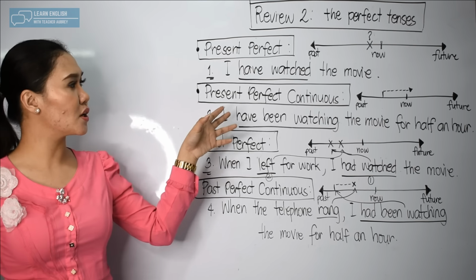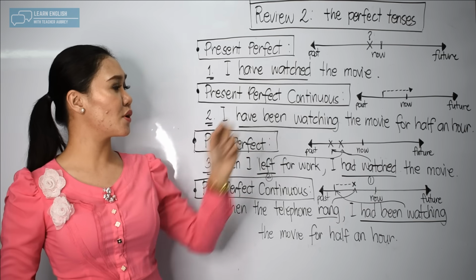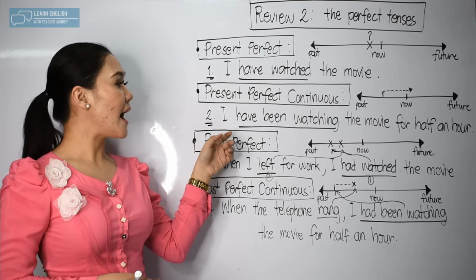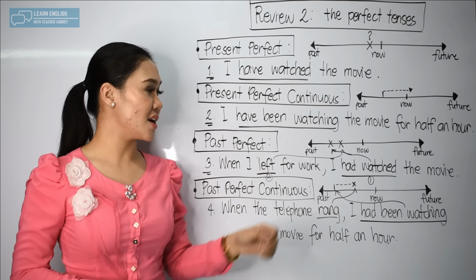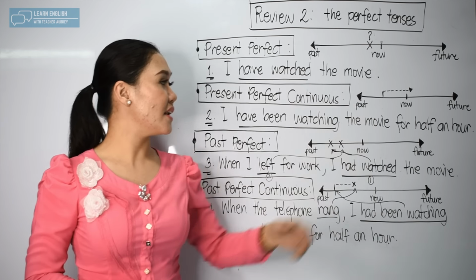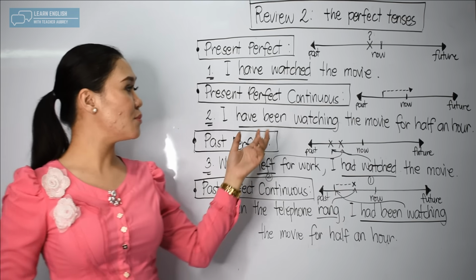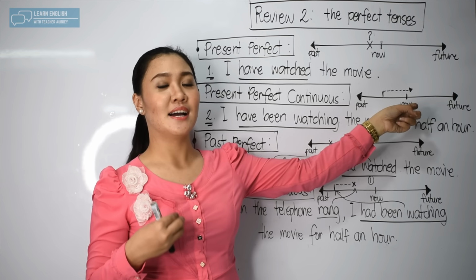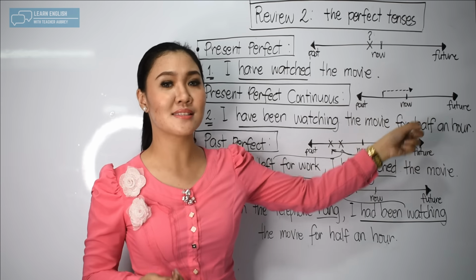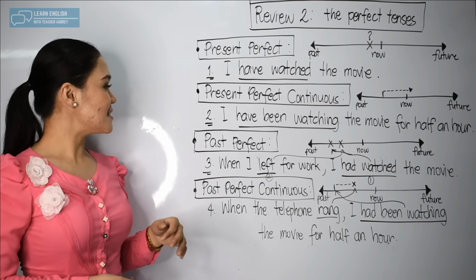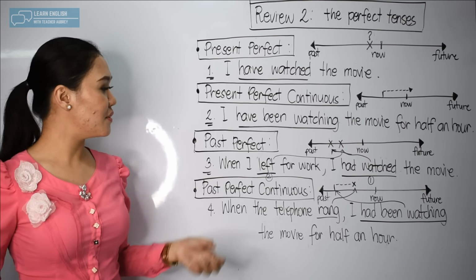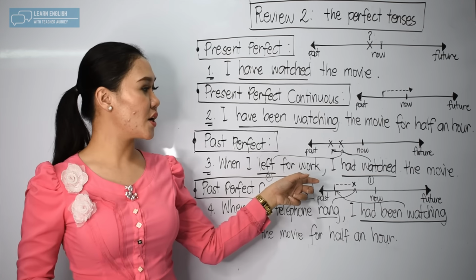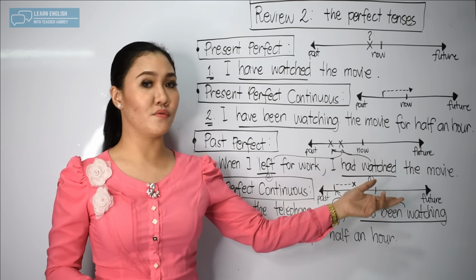For the present perfect continuous, gagawin natin itong present perfect continuous, magiging, I have been watching the movie for half an hour. Ibig sabihin, nagsimula yung panunood ko sa nakaraan at nagpapatuloy hanggang ngayon at nakaka 30 minutes na akong nanonood. Next is for the past perfect. We have, when I left for work, I had watched the movie.